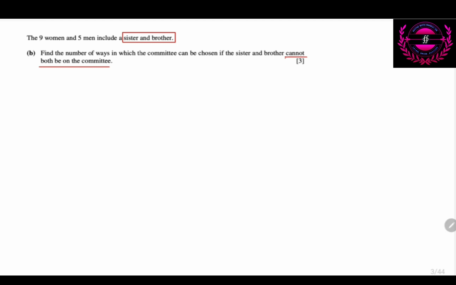So this can be solved by 2 methods. I will explain both the methods. First one is method 1, that is the easier one. The number of ways in which the sister and brother cannot both be on the committee is the total number of ways minus sister and brother together.